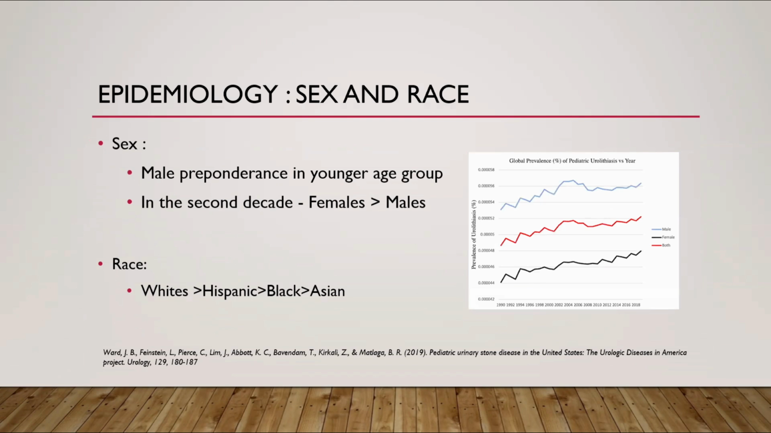Coming to the sex distribution, during the first decade, stone disease is more prevalent amongst the boys, mainly due to the higher prevalence of UTIs in this age group. However, in the second decade of life, it is the girls who are affected more than the boys. The suggested theories for female predominance most often come from the adult literature and include difference in the hormonal milieu and increase in female obesity. But it remains unclear whether these theories apply to pediatric patients or not. But most of the pediatric series report female predominance in the adolescent age group. And in terms of race, whites are affected more than the Hispanics, blacks, and Asians.